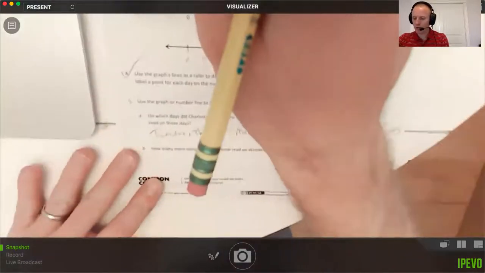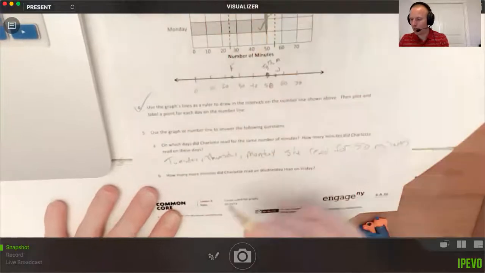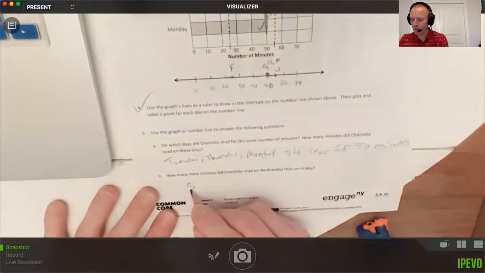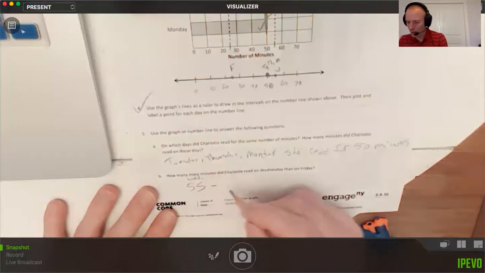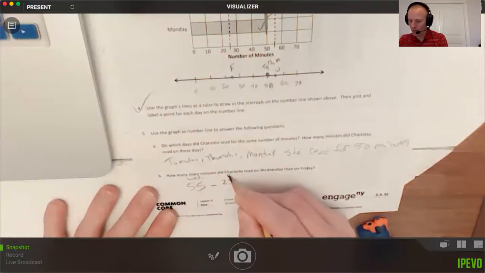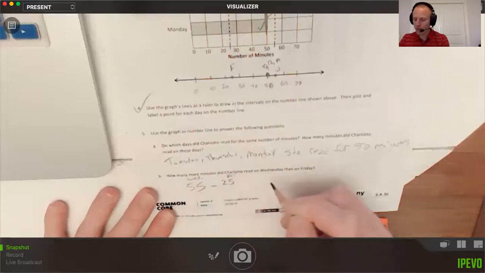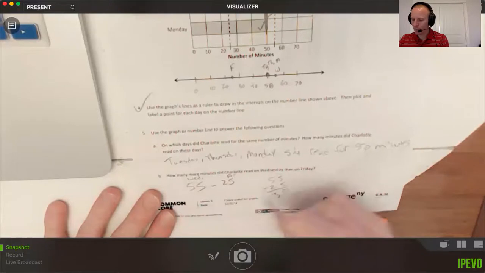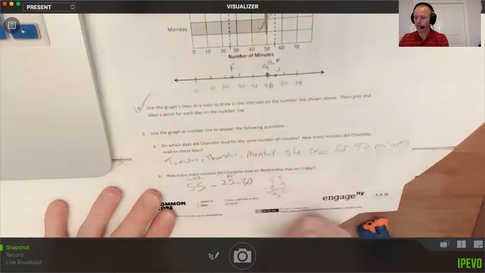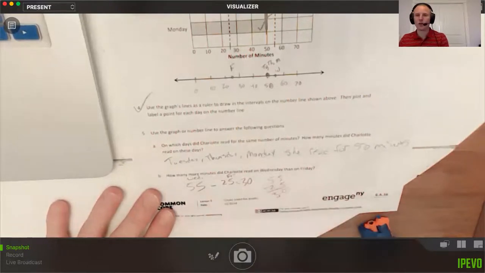And how many more minutes does Charlotte read on Wednesday than on Friday? So that's a difference question. So 55 on Wednesday minus 25 on Friday. I'm just labeling those up there for my own sake. 55 minus 25 is 30. That's one that you can do in your head, but I was just showing you that you could also do it vertically.